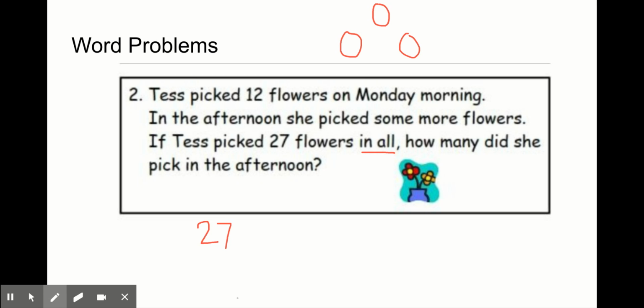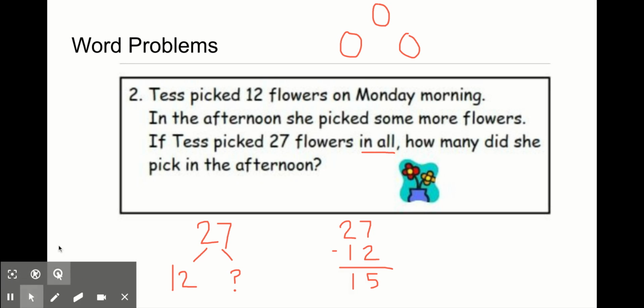Do we have both parts? No. We only have 1 part, which is 12. We need to find out the part of flowers that she picks in the afternoon. So we are going to do 27 minus 12. Let's start with our ones. 7 take away 2 is 5. 2 take away 1 is 1.